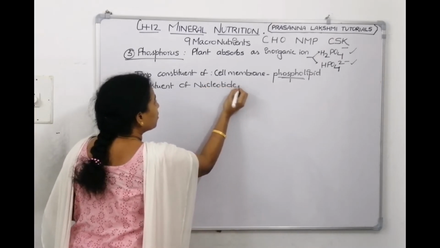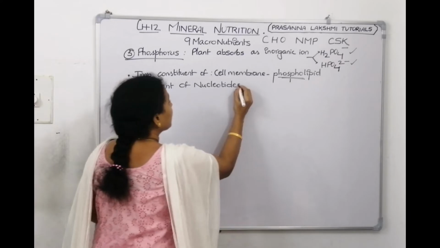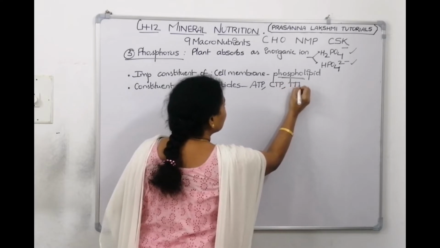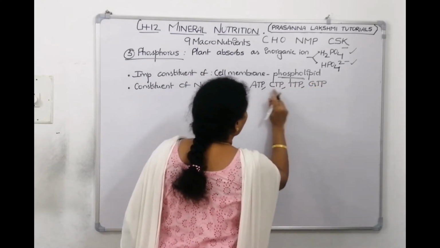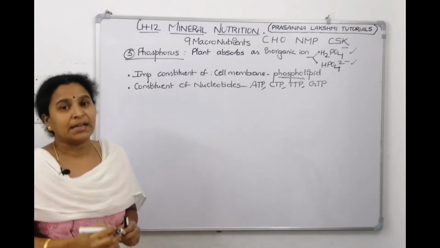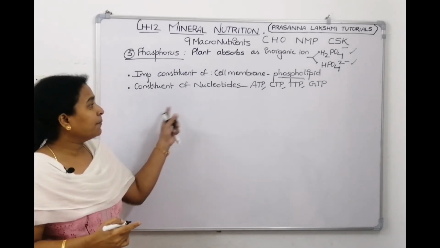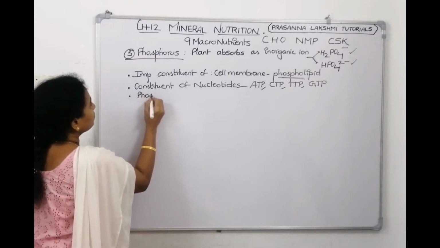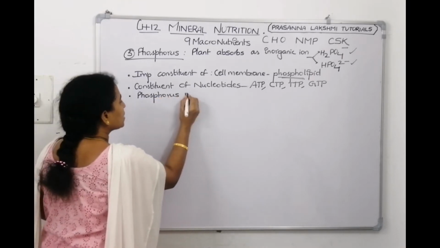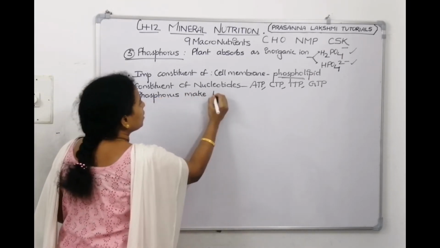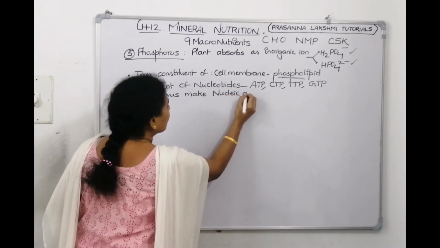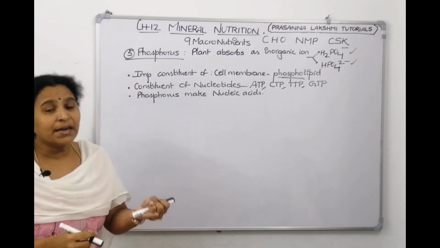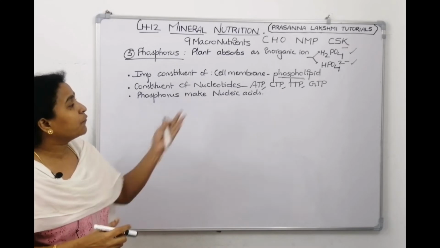And we know from the biomolecules chapter what nucleotides are. Like ATP is one nucleotide, CTP is another nucleotide, TTP, GTP, all these are the building blocks which make nucleic acids. Means phosphorus is found in nucleotides, hence it makes nucleic acids. So where are we finding phosphorus in the plant? We find it in making nucleotides, nucleic acids, and phospholipids.